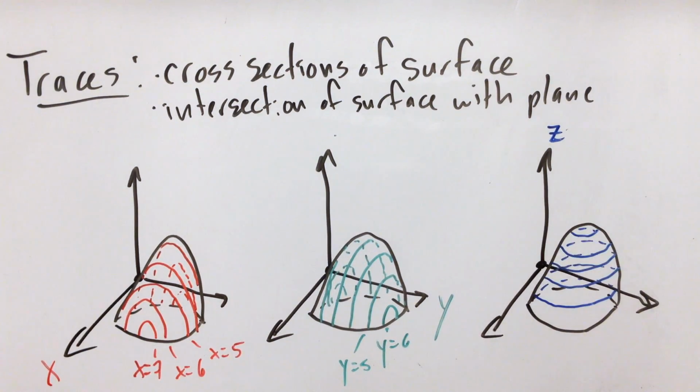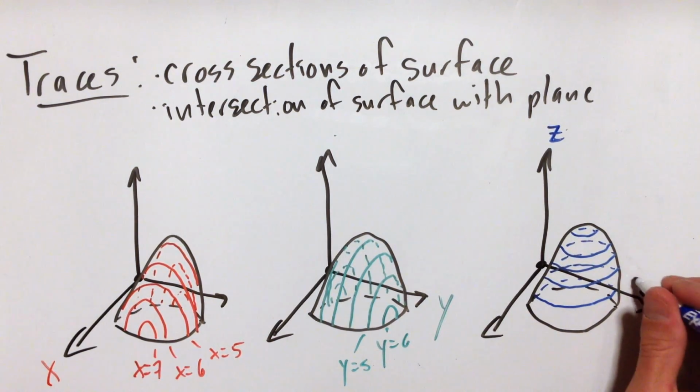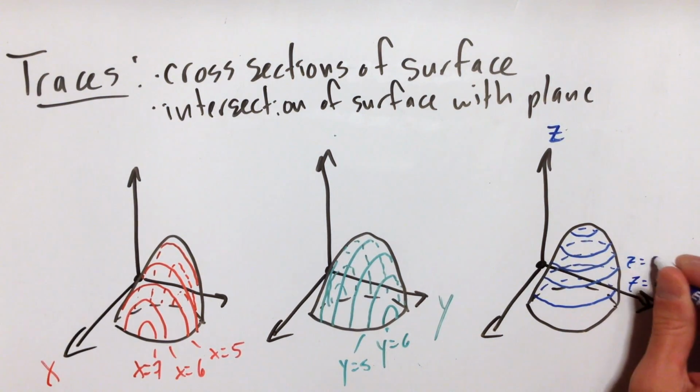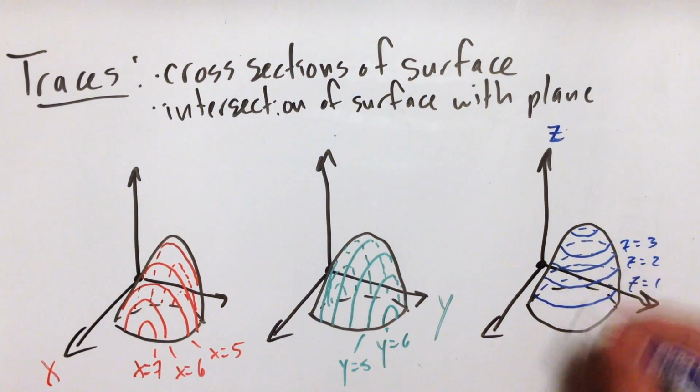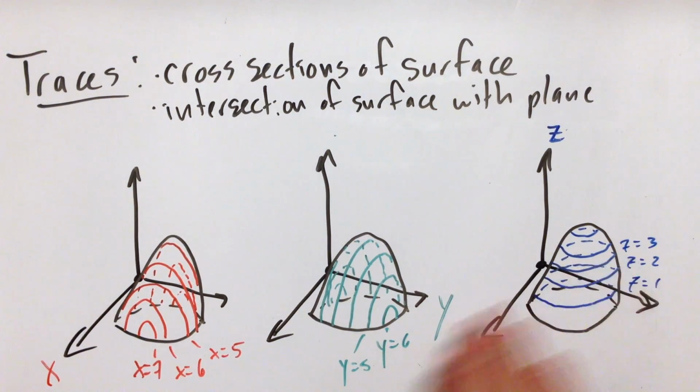Finally, here I have an illustration of z. Maybe this is z equal to 1, z equal to 2, z equal to 3, etc. Just taking horizontal planes and slicing up this mountain.